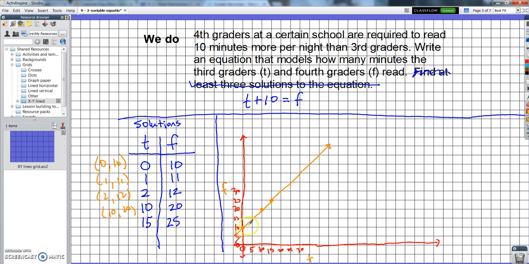And from here, you can tell values we didn't do. Like if I want to check, what if third graders have to read for 30 minutes? Well, then I could go up and check this ordered pair, even though I didn't put that one over here, and say, oh, look, that shows me the ordered pair 30, 40, which means if third graders read for 30 minutes, fourth graders read for 40 minutes. And I can find any other pair of values on there.